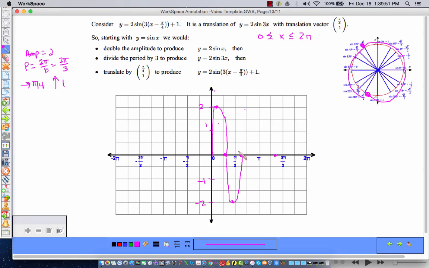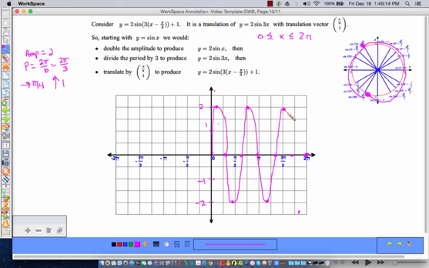So it's about there, and using that, I can eyeball my maxes and my mins again. Okay, so I've got this. Again, my period is 2 pi over 3, my amplitude is 2. And then I know my endpoint is 2 pi. Halfway through, I've got a 0. Halfway here, I got a max, and halfway here, I got a min.